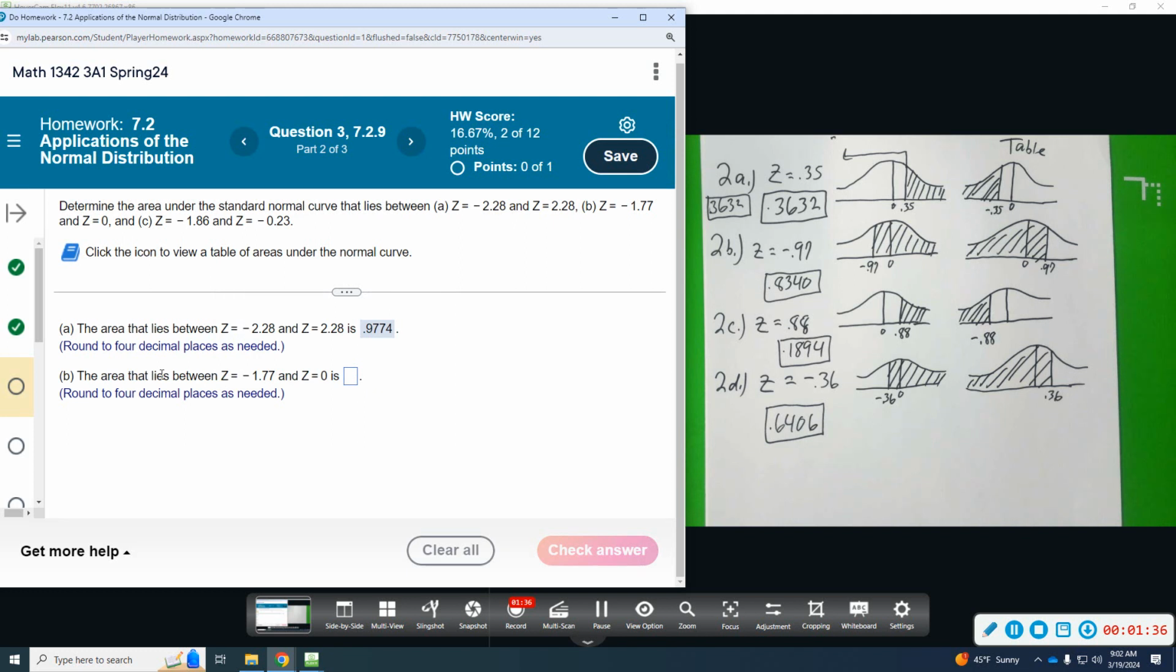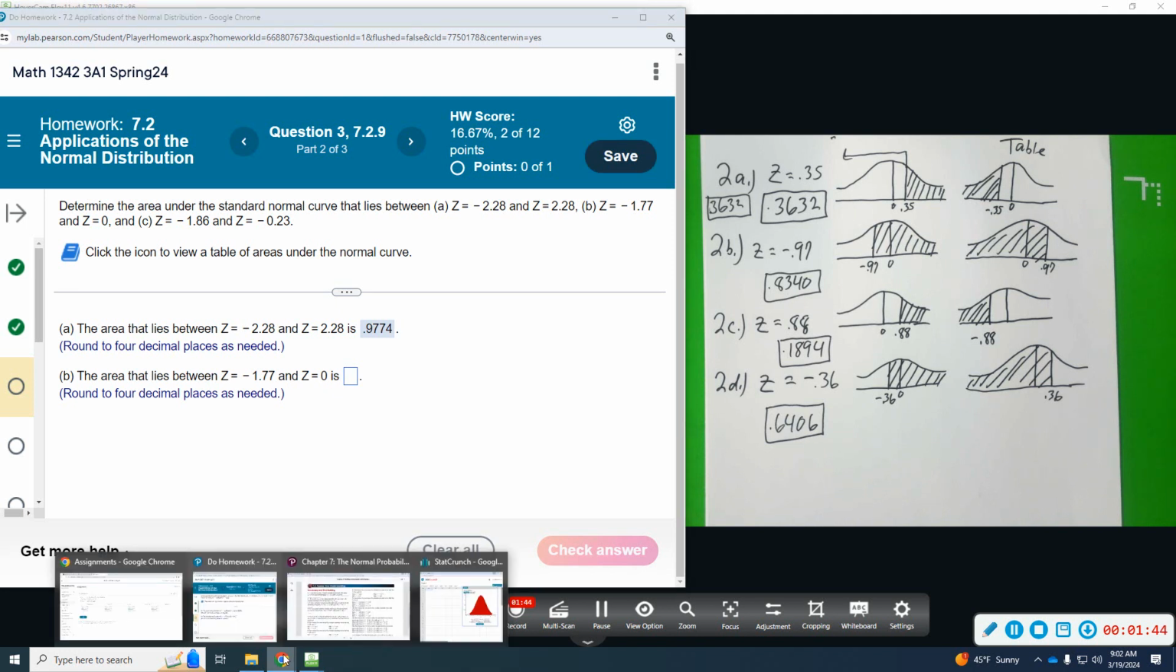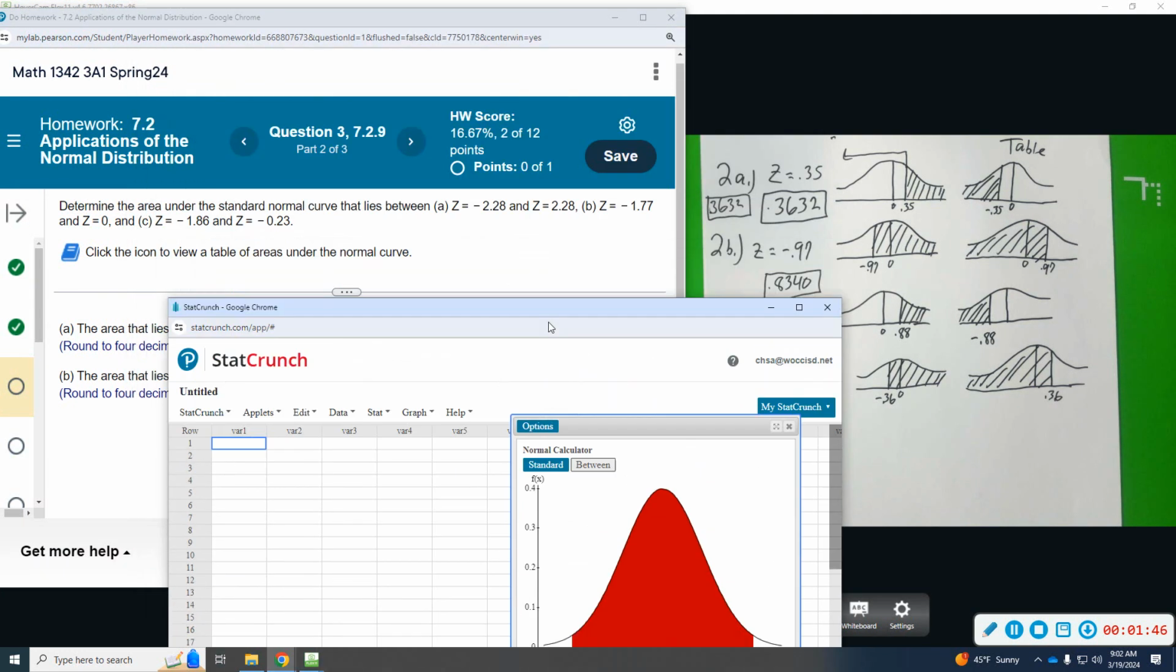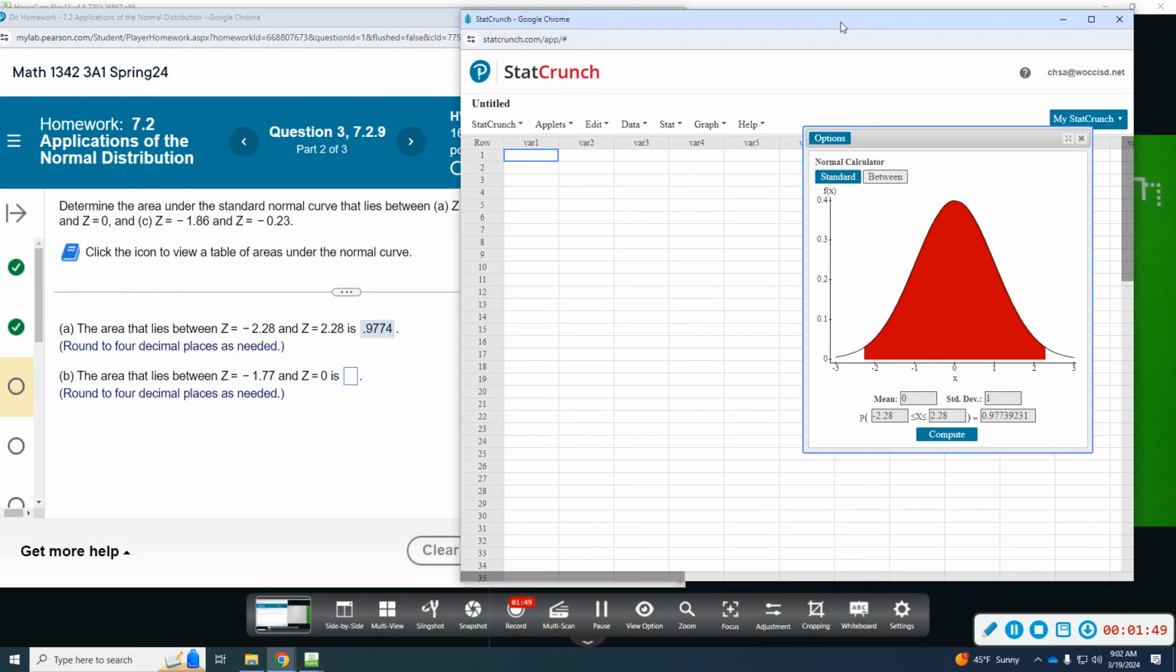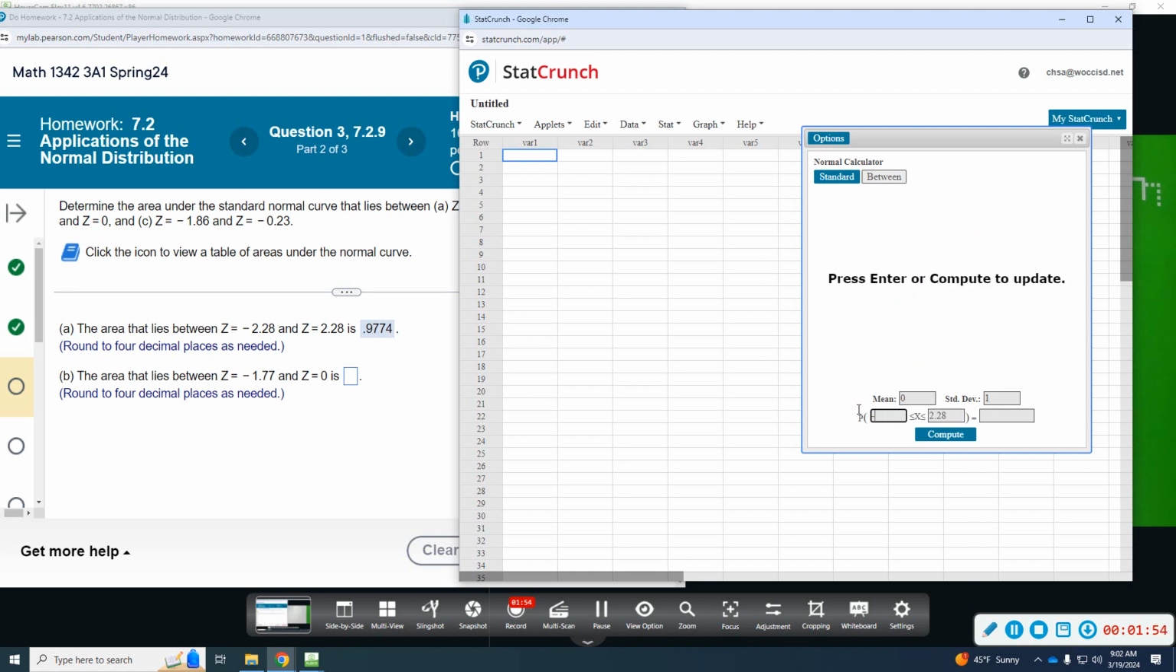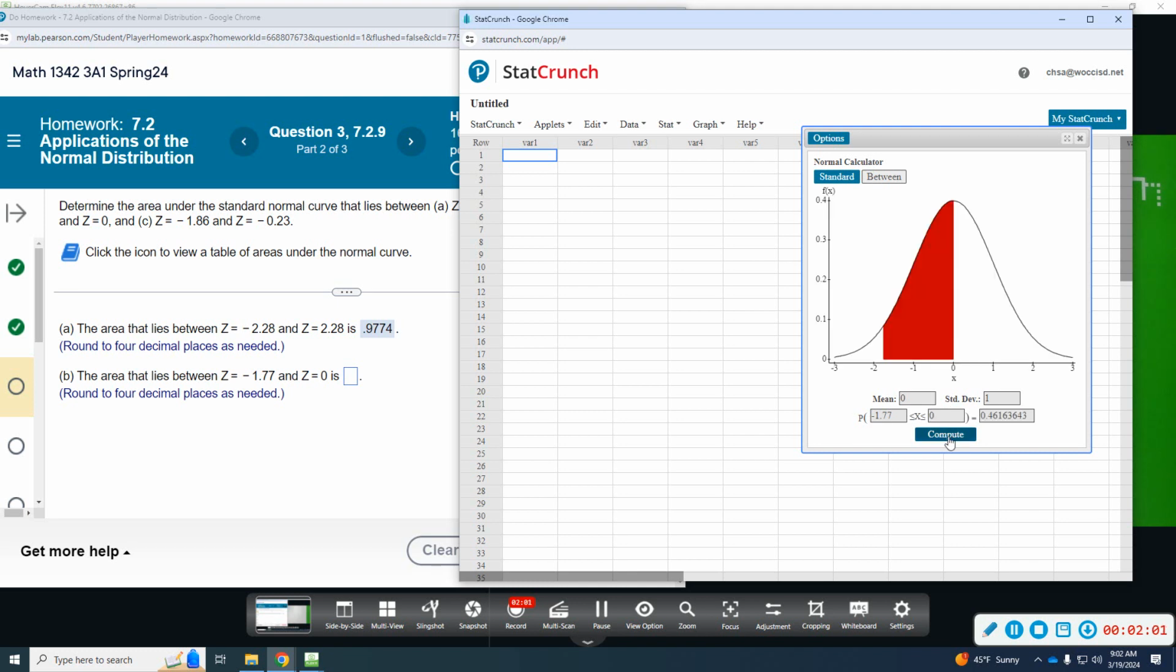All right, part 2, we want the area between negative 1.77 and 0. So I'm going to pull this back up. Let me just move this over here to the side. I'm going to change the values now. This is going to be negative 1.77. And then I'm going to change this side to 0 and compute, and it shows the drawing, and it gives me 0.4616, which will not round up, so 4616.